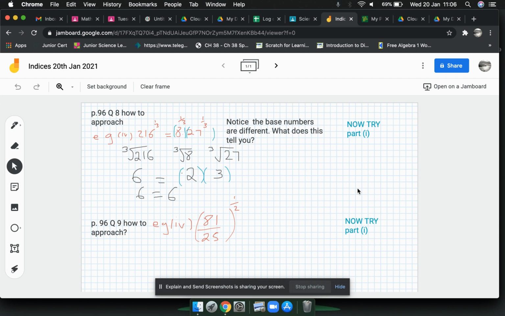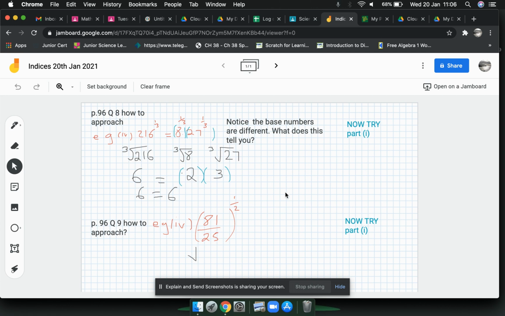So what we'll do now next is we'll have a look here at question 9. Basically the same thing, only you are using everything that you know now about indices to solve it. If I have 81 over 25 in brackets, and all of that is to the power of a half, what this really means is square root of 81 over the square root of 25.